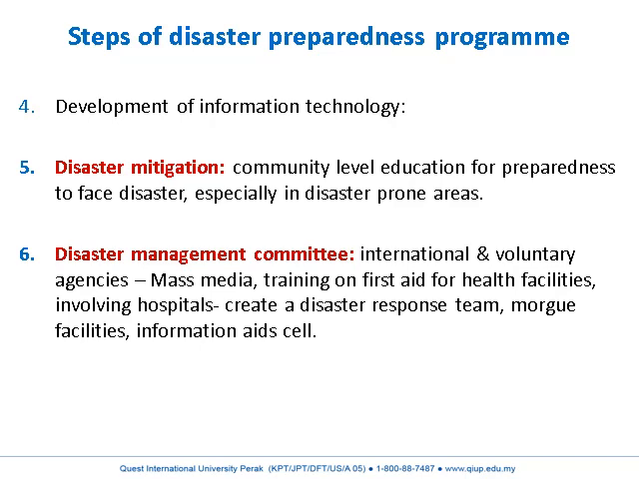Disaster mitigation. It is a community level education for preparedness to face disaster, especially in disaster prone areas. Mitigation is also like a disaster preparedness through community level education, community level training. So many people will be trained. In many areas in India, auto rickshaw is there. It's like a taxi, one vehicle is there.